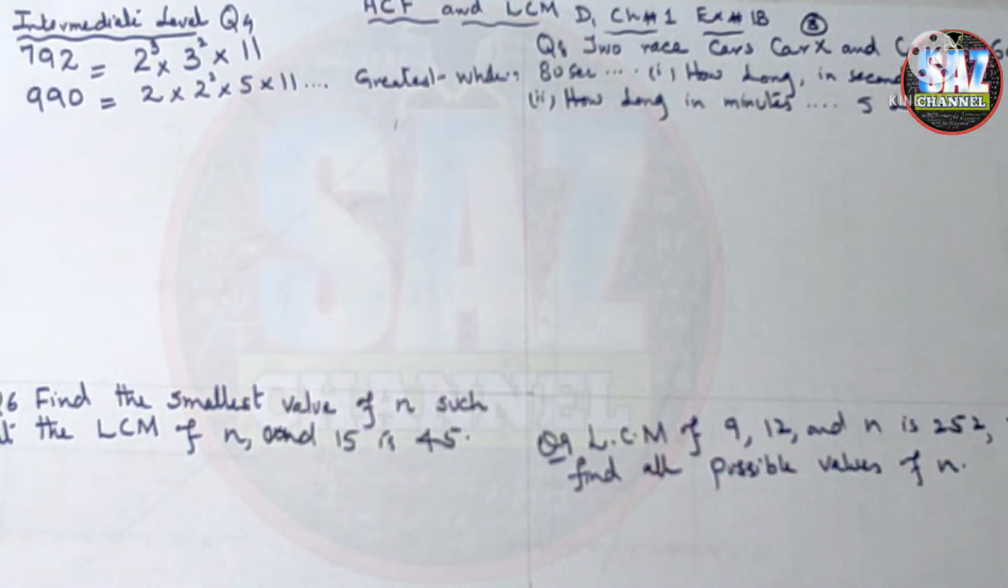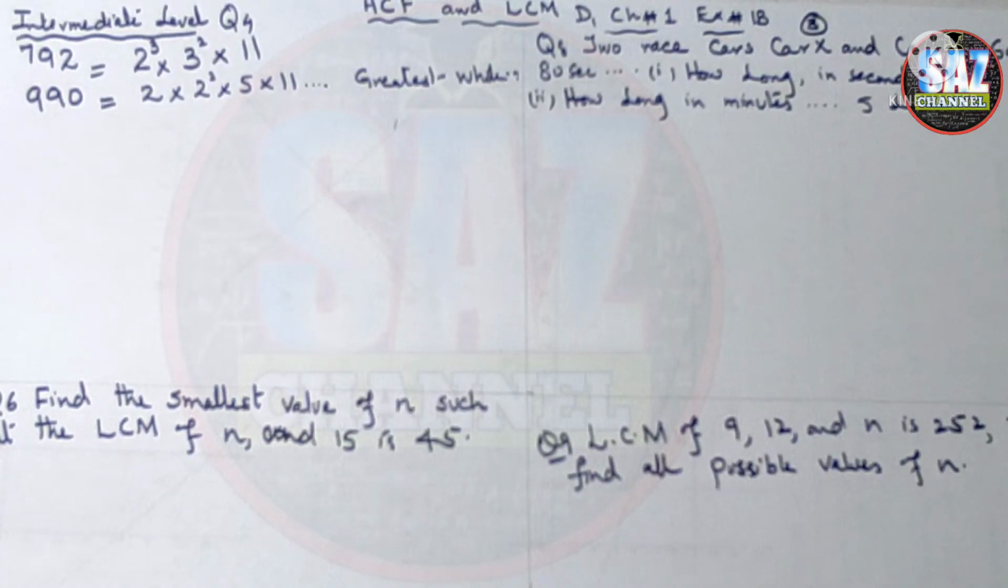This is my third lesson of D1, chapter number 1, exercise 1B. That is about LCM and HCF. In this class, students will be learning and discussing intermediate level question number 4. And let's read the question from the book.